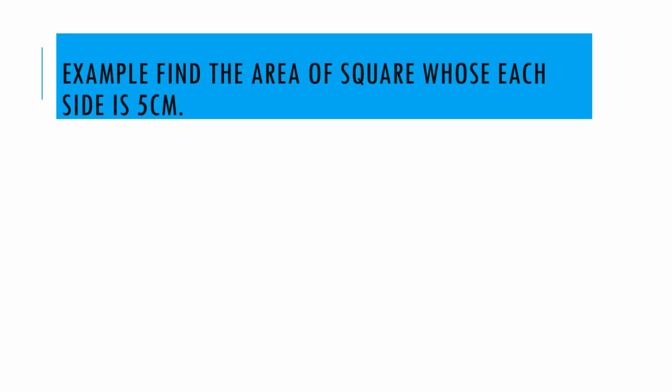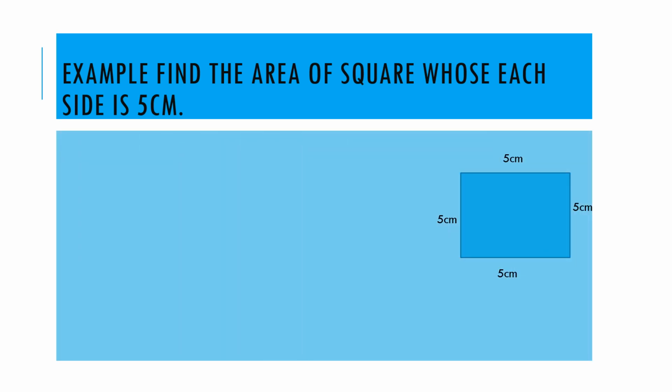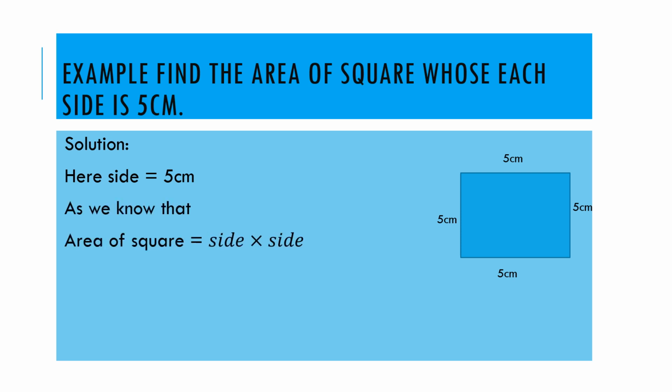Example: find the area of a square whose each side is 5 centimeters. It is a square having sides 5 centimeters, 5 centimeters, 5 centimeters and 5 centimeters. All are equal in measurement. Now the solution is, here side is equal to 5 centimeters. As we know that area of a square is side into side, side is equal to 5, 5 into 5 is 25 square centimeters. Area is measured in square centimeters.